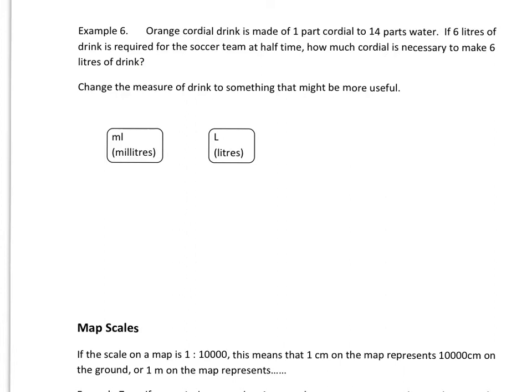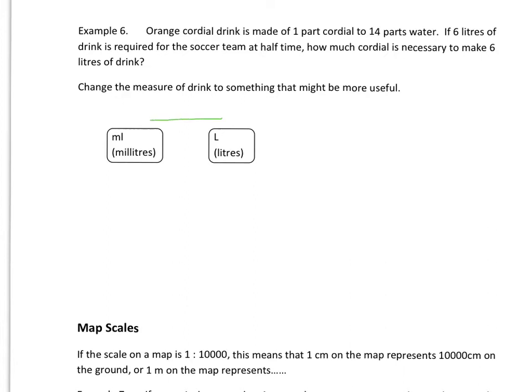Okay, so if you think about it, we're measuring this drink in litres, but if we want to measure out the cordial, it's not going to be in litres, it's going to be in a smaller unit of measure, and that's most likely a millilitre. So we need to know something about converting from litres to millilitres.